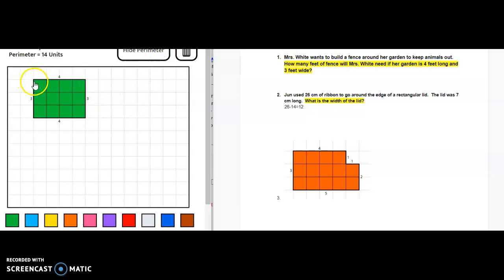Okay, so right here, like if I was taking a ruler, I would measure 4 feet here. And then I would add the 3 feet right beside it. So 4 plus 3 is 7. Then I would add the 4 feet right beside it. And 7 plus 4 is 11. And then 11 plus the 3 on the outside right here would be 14. So my measurement would be 14 feet of fence.